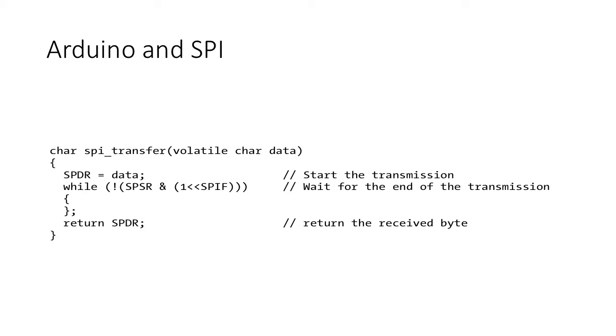So here's a typical SPI data register being packed with some data. And here's this SPIF waiting for the end of the transmission. That's the is finished flag. And when we're done receiving the data, we just return it. So that does an SPI transfer.